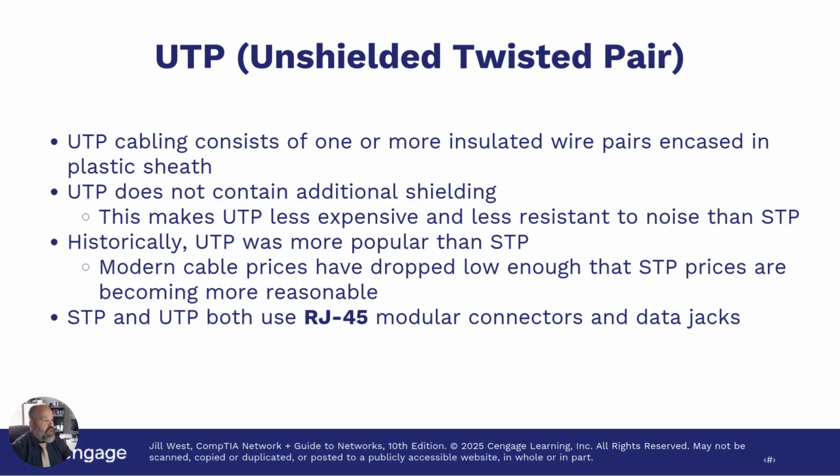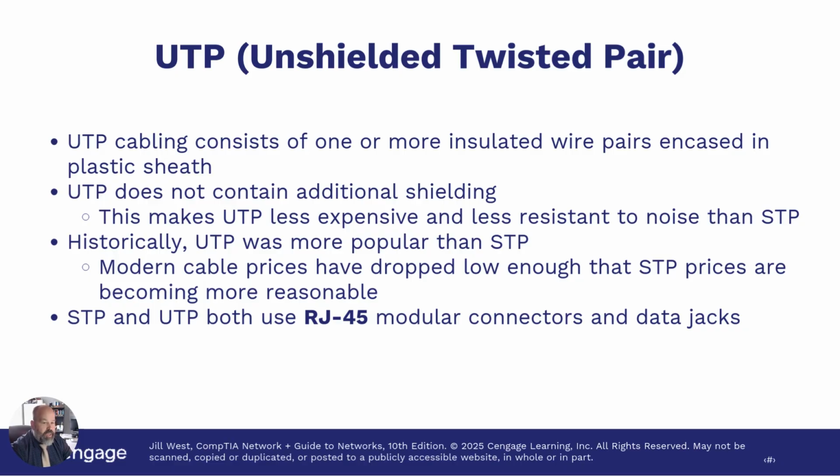Okay, the unshielded twisted pair is a little bit different. It's more common. It's budget friendly. It consists of insulated wire pairs in a plastic sheath without additional shielding. Now, this makes it less expensive and easier to work with, but also less resistant to noise than the STP. And it's kind of like you get what you pay for.